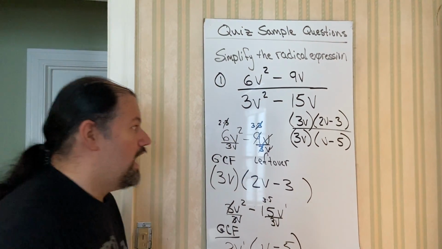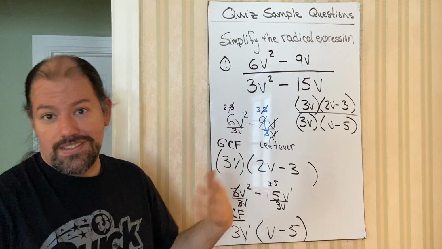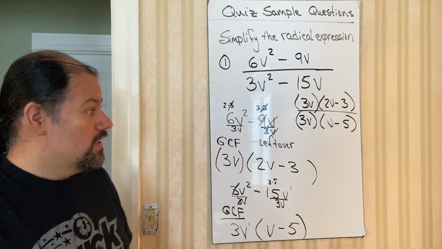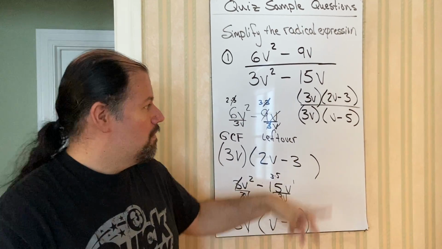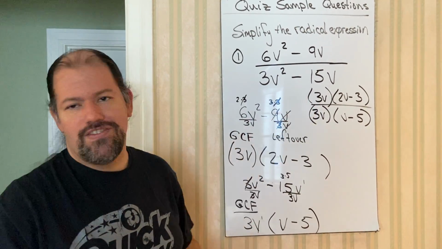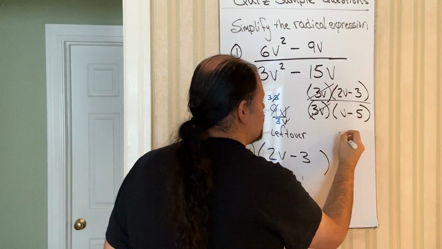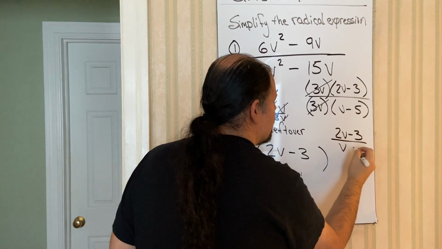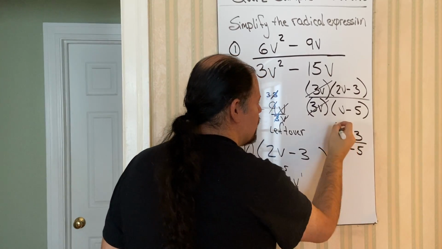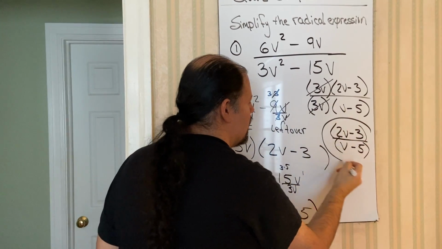So notice I factored out the top, I factored out the bottom, and I'm going to see if there's anything that matches. Do we have any matching parentheses? Does this and this match? No. But clearly 3v and 3v match. So they cancel out. So then your answer is going to be 2v minus 3 over v minus 5. If you want to keep the parentheses, you can. If you don't, that's fine as well.